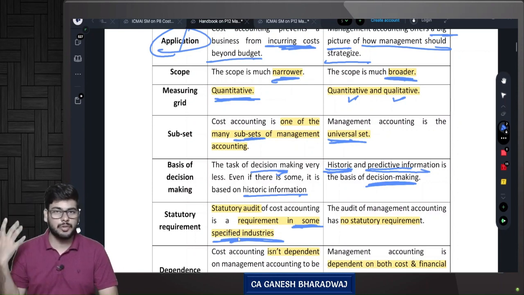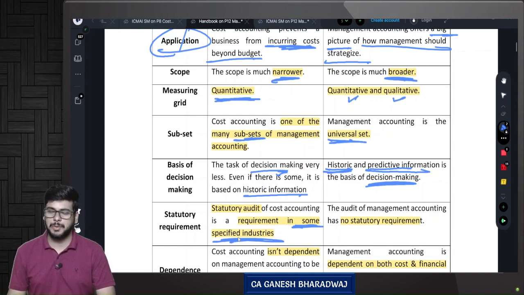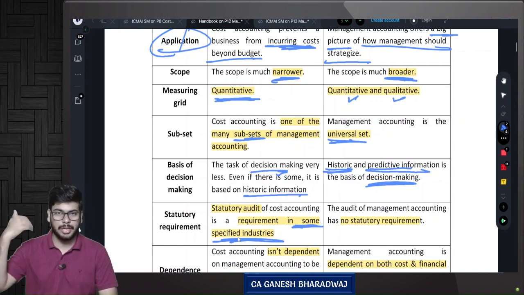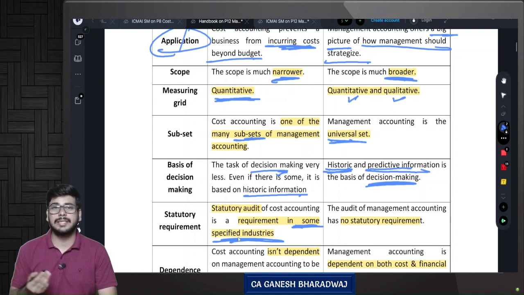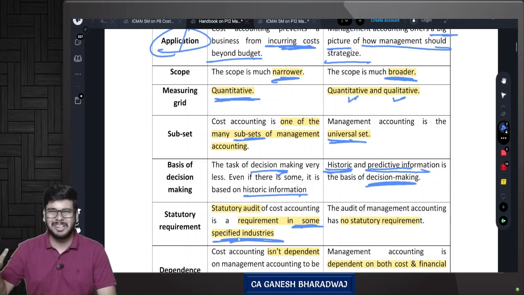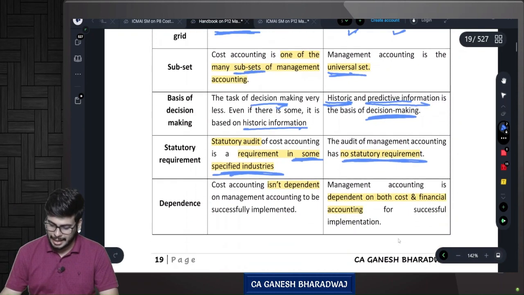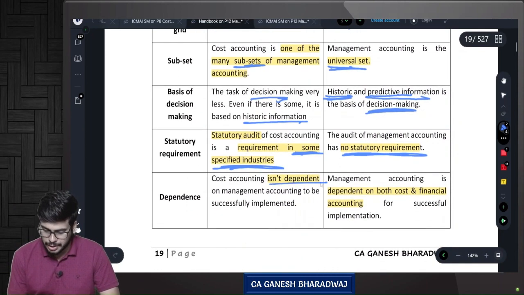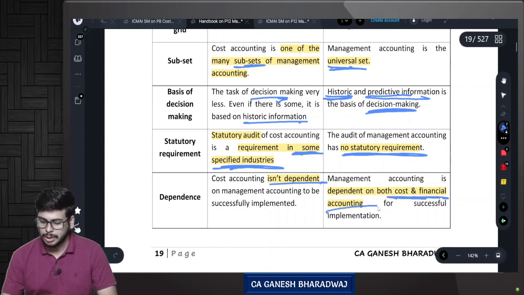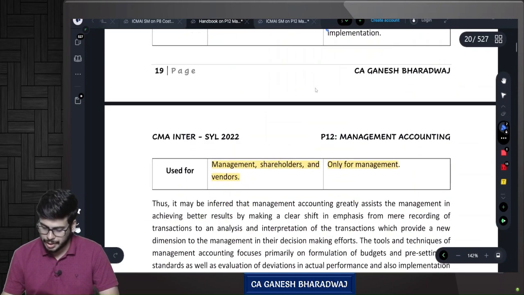Costing records need to be mandatorily audited by a qualified CMA, cost and management accountant, and reported to the government. There are also CRA rules that need to be maintained. But in case of management accounting, there is no such statutory requirement at all. Cost accounting is not dependent on management accounting, whereas management accounting is dependent on both cost accounting and financial accounting data. And cost accounting is used for management, shareholders, vendors.